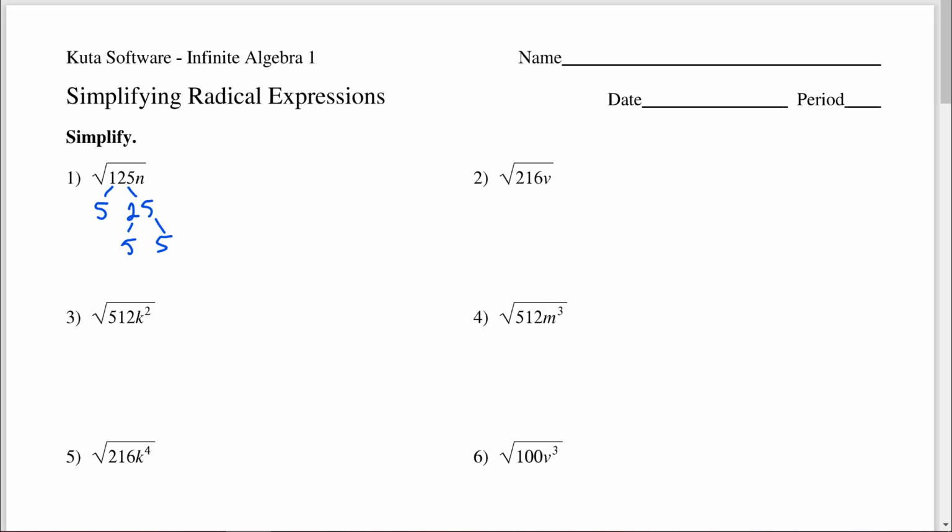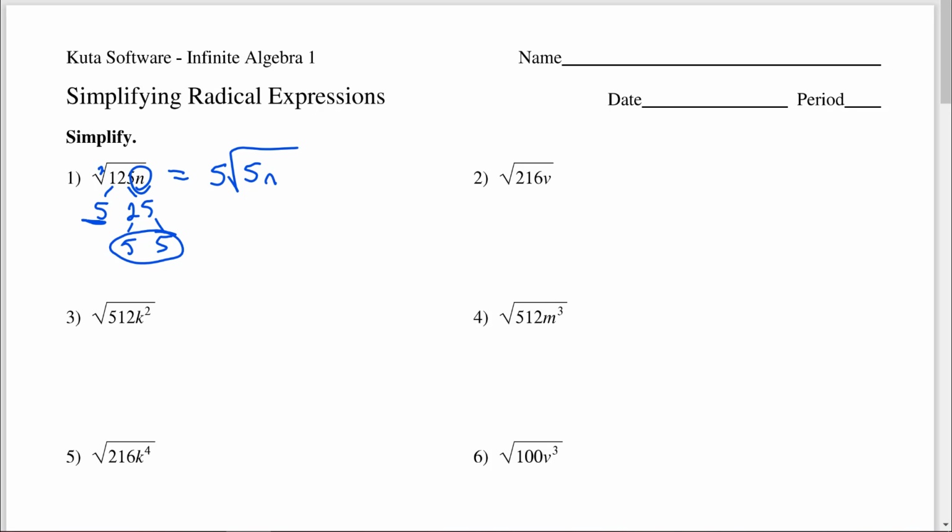Now, because this is a square root, it means 2. I'm looking for pairs. So I have a pair of 5s right here, which means I can take one 5 out of my radical. Then what's left behind? Well, I've got another 5 that wasn't part of my pair, and that n. Neither of those were able to come out.